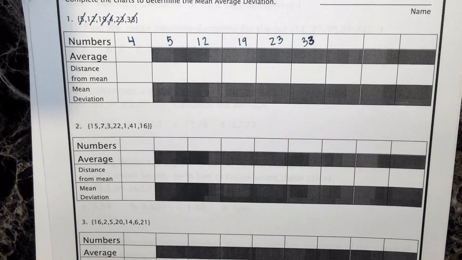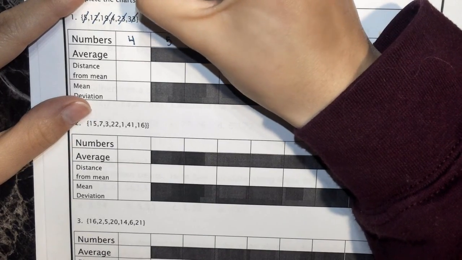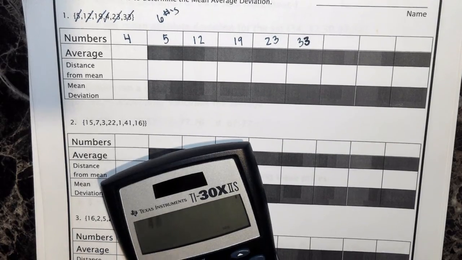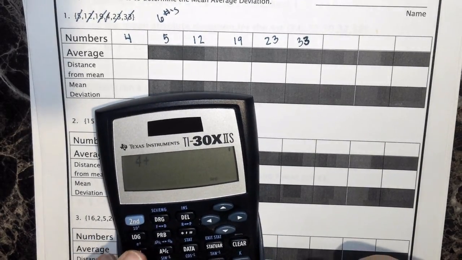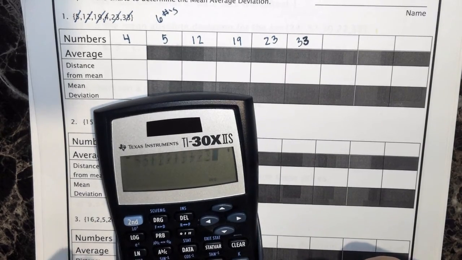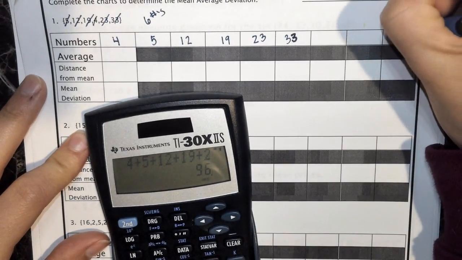So the first step to find the mean absolute deviation is you need to find the total and divide it by how many you have. We know we have 6 numbers. To find the total, all you're going to do is add them all together. 4 plus 5 plus 12 plus 19 plus 23 plus 33. I got 96. Let me put that on the end.